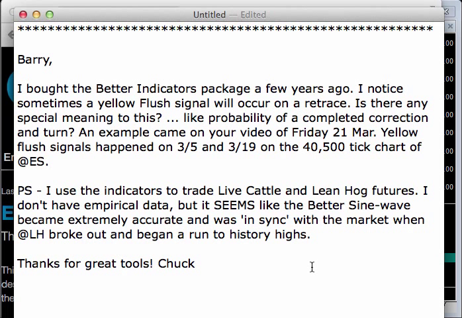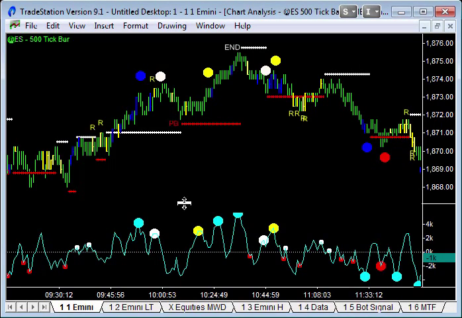P.S. I use the indicators to trade live capital and lean hog futures. I don't have any empirical data, but it seems like the Better Sine Wave became extremely accurate and was in sync with the market when lean hogs broke out and began a run to history highs. So let's go to the charts now. First of all, I'll show you lean hogs.